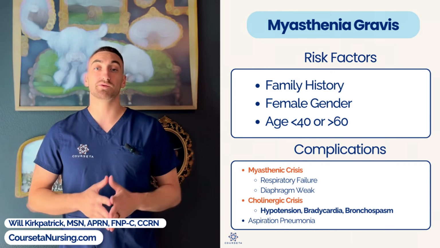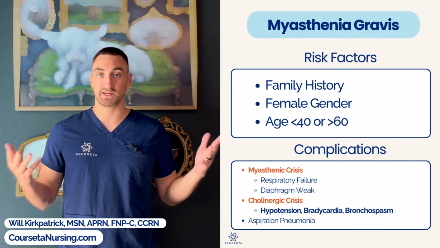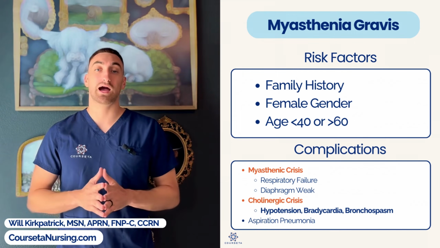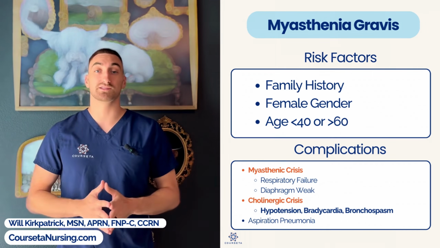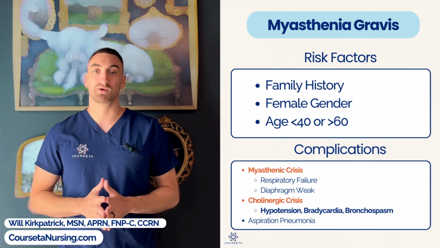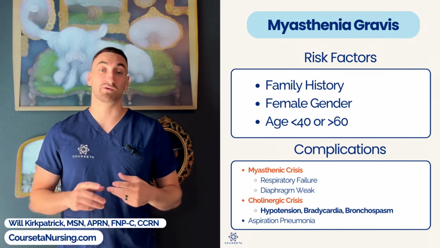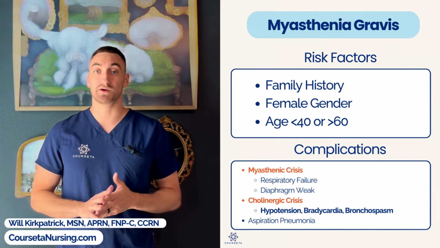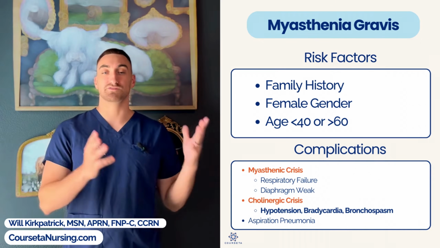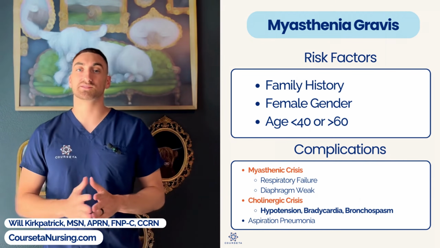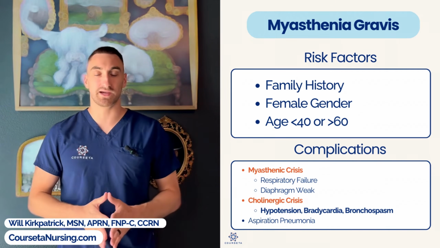All right, so let's go over the risk factors and complications of myasthenia gravis. Earlier, we talked about how myasthenia gravis and Guillain-Barré are related to genetics. Well, once again, one of those risk factors is family history. And females are more likely to have myasthenia gravis than males. And anybody who is under the age of 40 or over the age of 60 is more likely to get a diagnosis of myasthenia gravis.